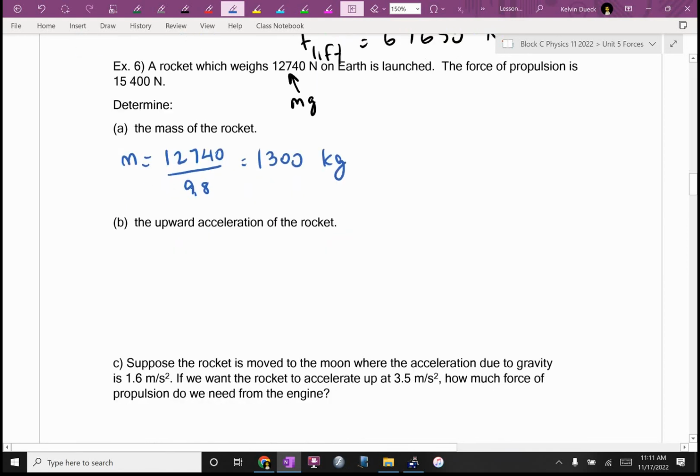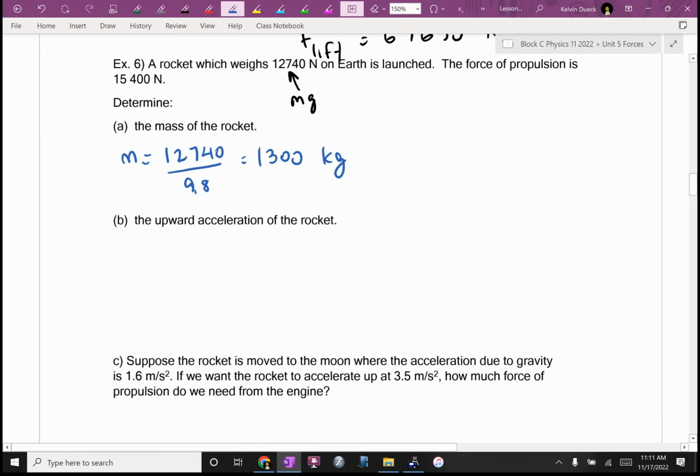All right, let's keep going. Let's do a little rocket science. When you grew up, you wanted to be an astronaut? No? Okay.